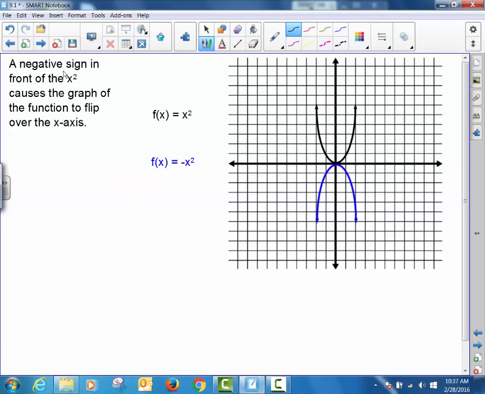A negative sign in front of the x squared causes the graph of the function to flip over the x-axis. You've seen this as we've graphed a couple of these, that when there was a negative in front of it, it caused the graph to face downward, okay? That's what a negative does. It doesn't affect what the graph looks like, as far as skinny or fat. All it does is tell you which direction the graph is facing.